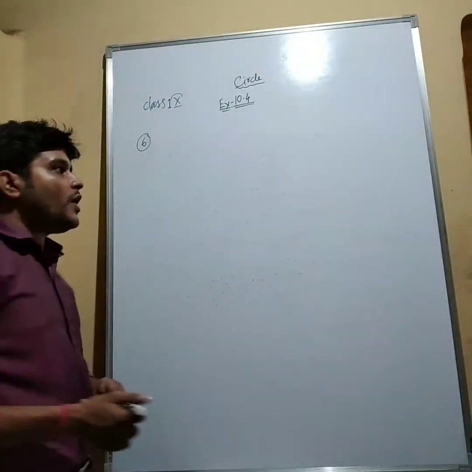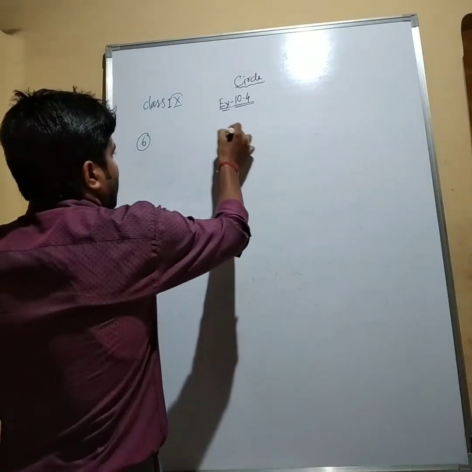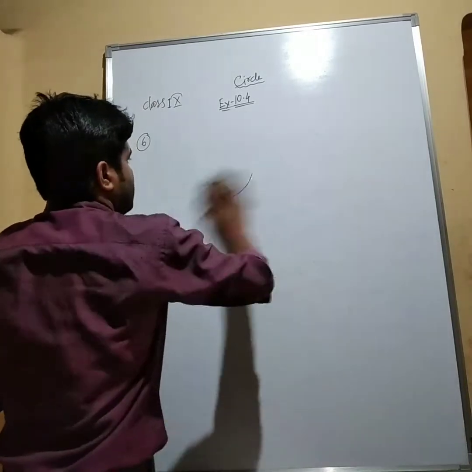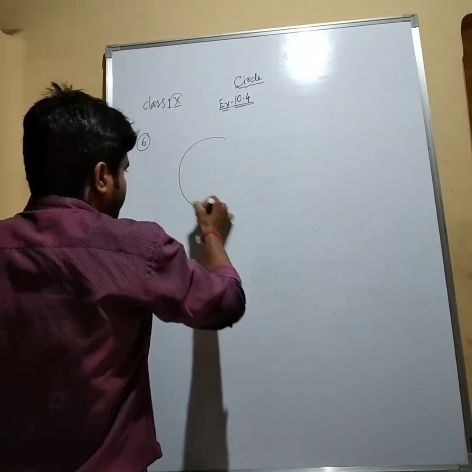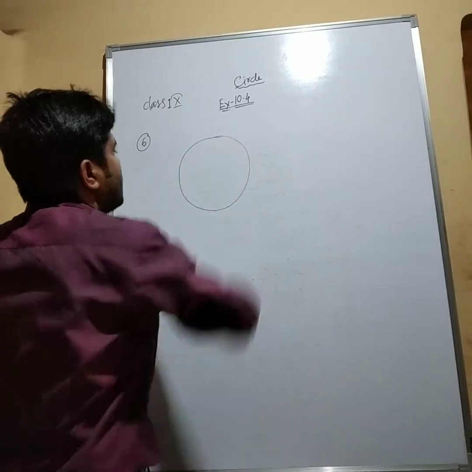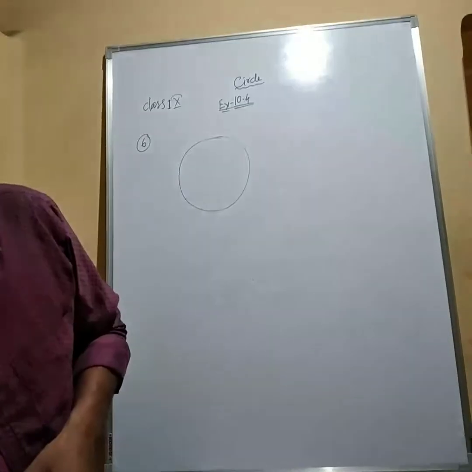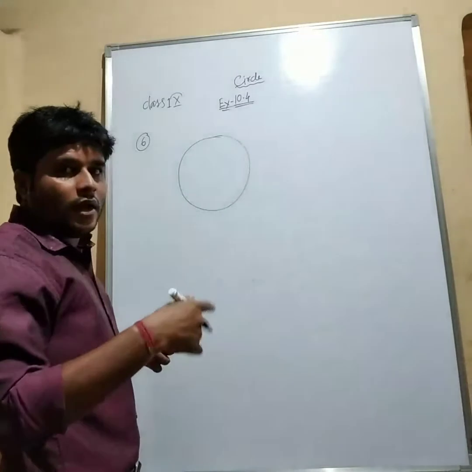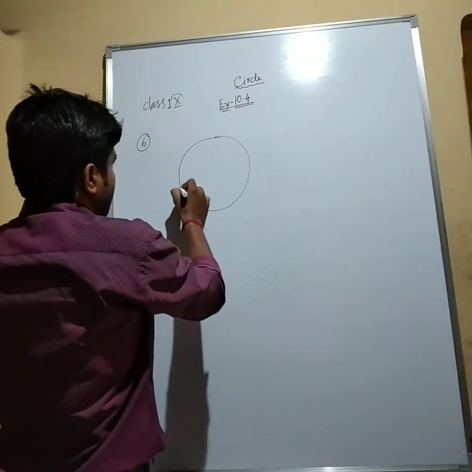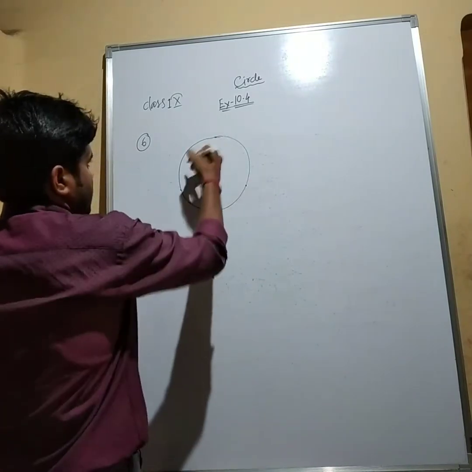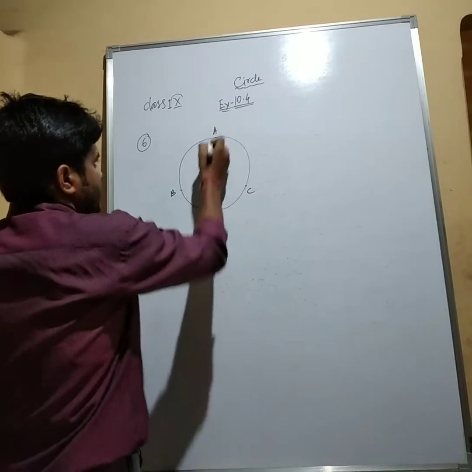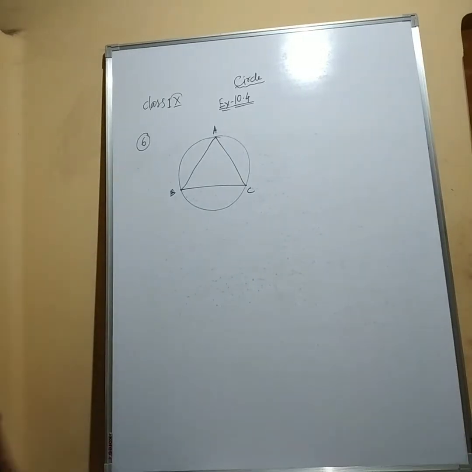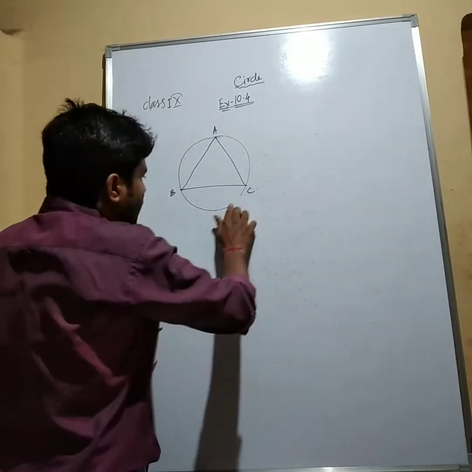So first of all, one circular park. First, draw a circular park, that means it is a circle. Suppose this one is the circular park. Three students are sitting, Ankur, Chet and David, at equal distance, and distance means always shortest distance, not the curved distance. So I am taking here A, suppose here B and here C. So A, B and C are at equal distance. That means ABC is an equilateral triangle.